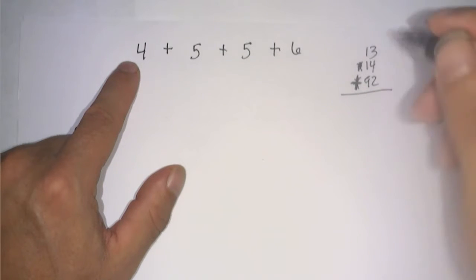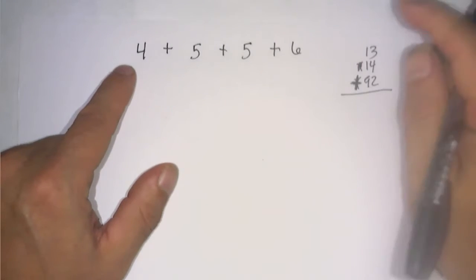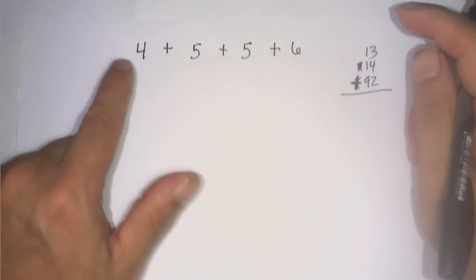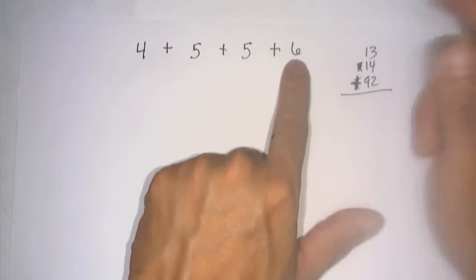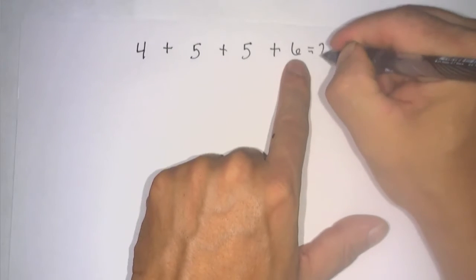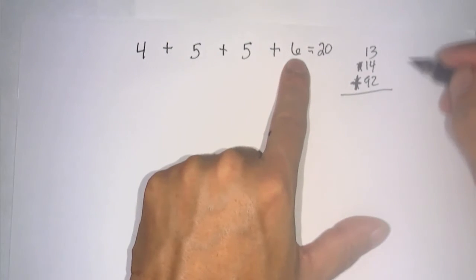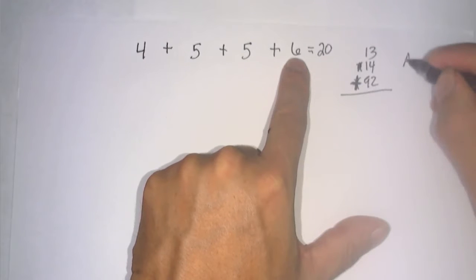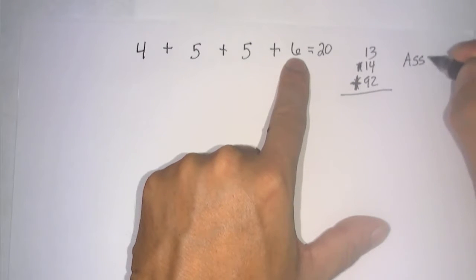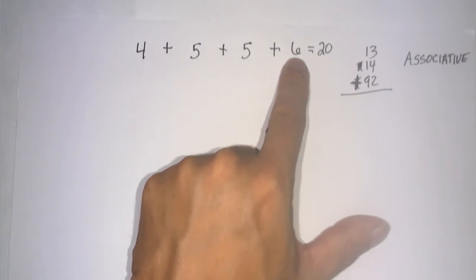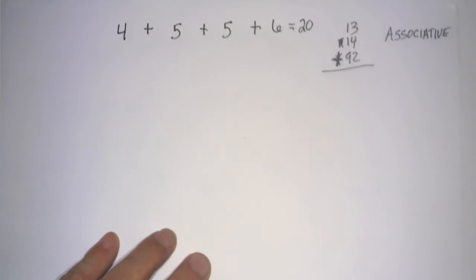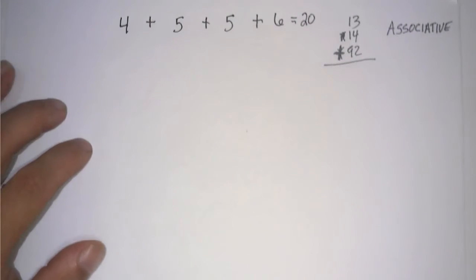But let me explain what's unique about this. Now, we can add from left to right. 4 plus 5 is 9, and 9 plus 5 is 14, and 14 plus 6 is 20. But a unique property of addition, and we're going to learn later in a section that is dedicated to properties of addition, is the associative property. And that says it doesn't matter what pair of numbers I add first.